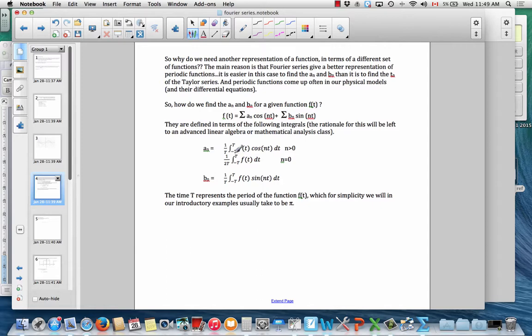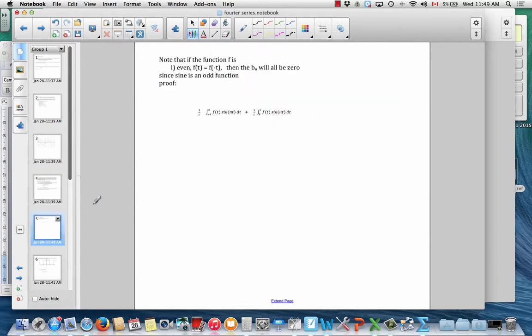Now, T is the periodicity of the function f, and we will be dealing with functions that are just periodic on the interval minus pi to pi. So actually not pi, but 2 pi will be the period of our functions. So if the function happens to be an even function, then all of the b coefficients are going to be 0.